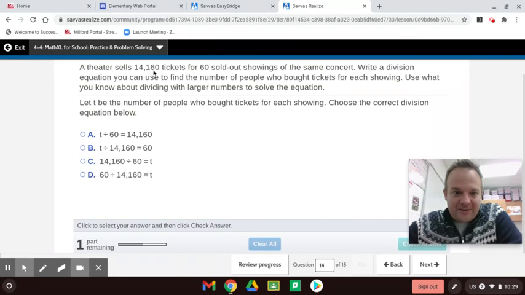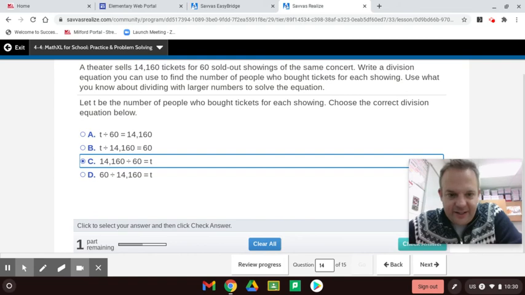A theater sells 14,160 tickets for 60 sold-out showings of the same concert. Write a division equation you can use to find the number of people who bought tickets for each showing. Use what you know about dividing with larger numbers to solve the equation. Let T be the number of people who bought tickets for each showing. Choose the correct division equation below. All right, so this many tickets for 60 concerts. So you're doing this many tickets divided by 60 equals the number of tickets sold.